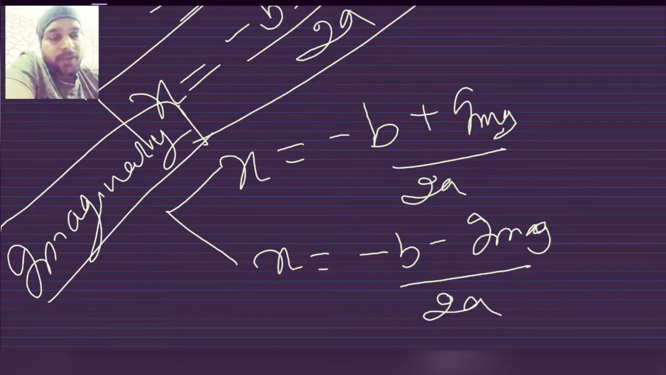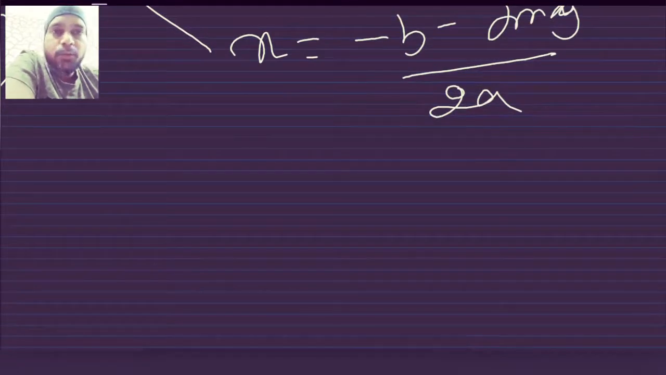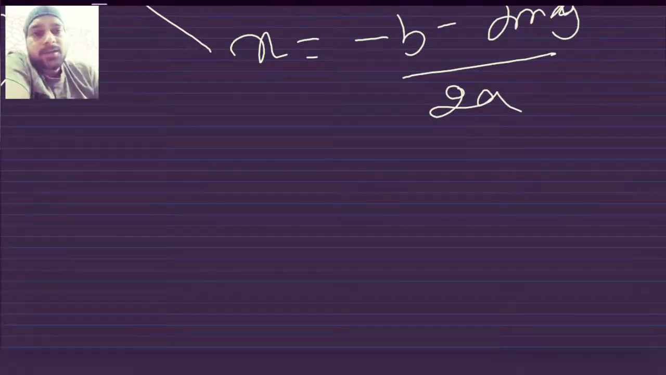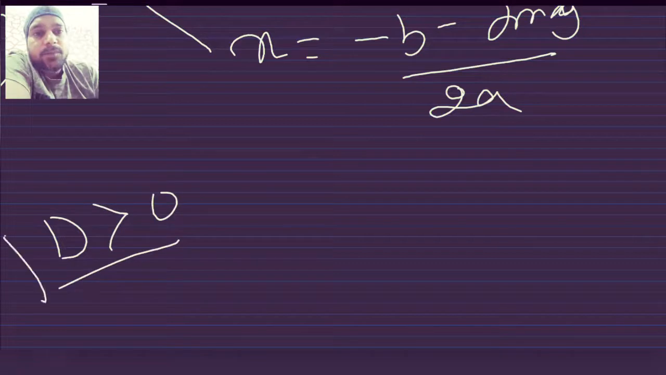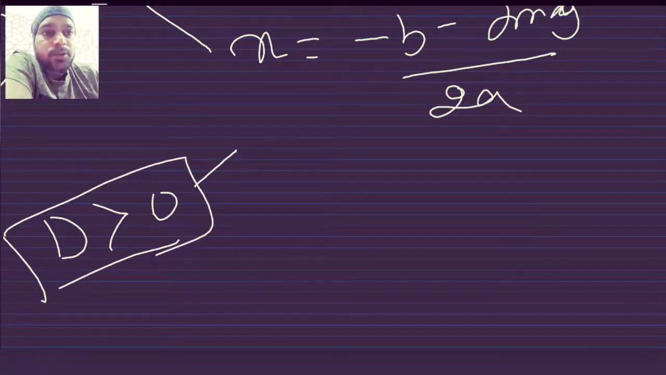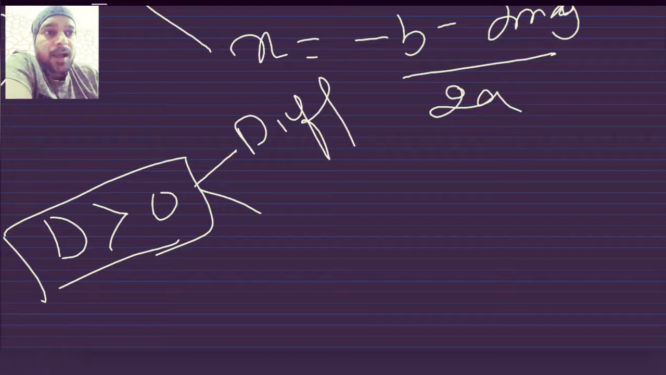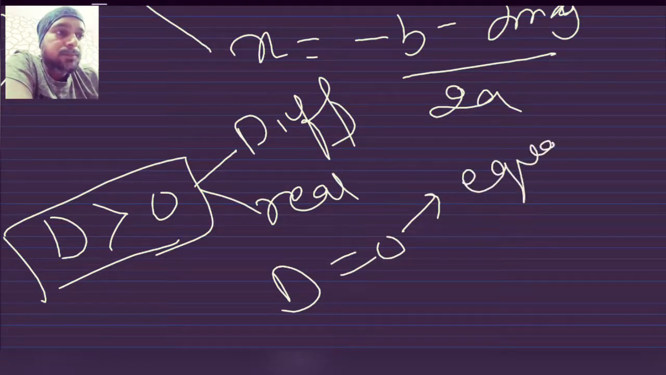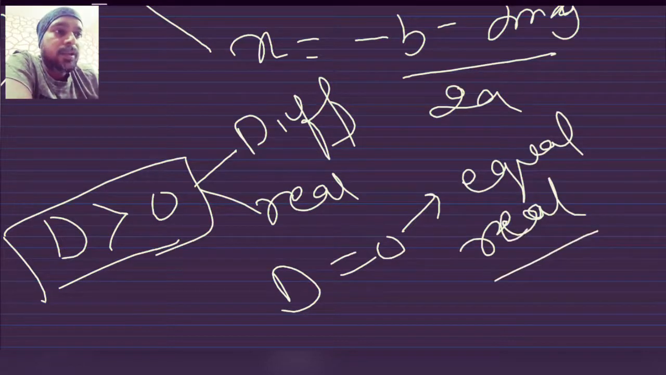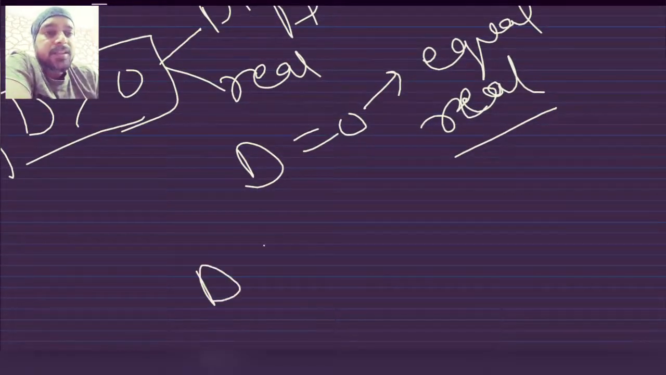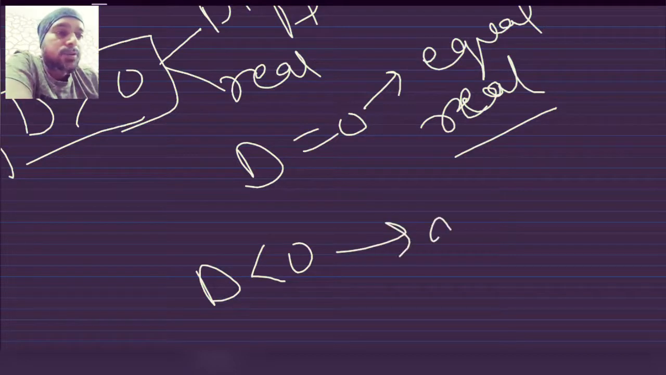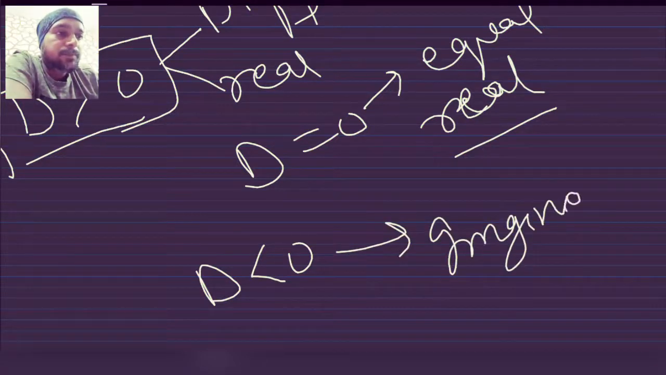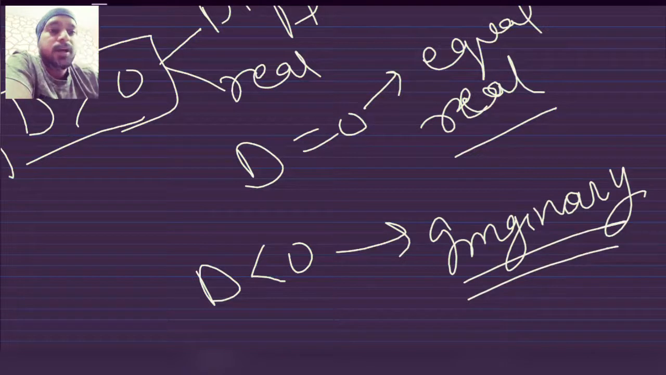So you got the points, where the roots are imaginary, where the roots are equal, where the roots are different. When the discriminant is greater than 0, the discriminant is a positive value. Here the roots are going to be different and real. When the discriminant is equal to 0, the roots are going to be equal and real. And when the discriminant is less than 0, then the roots are imaginary, right?